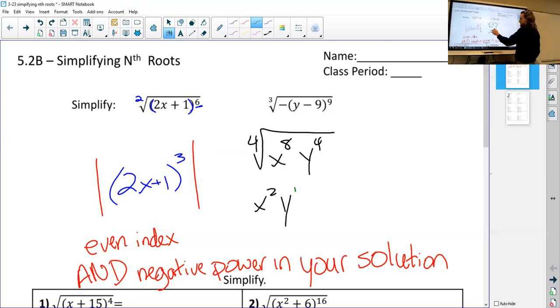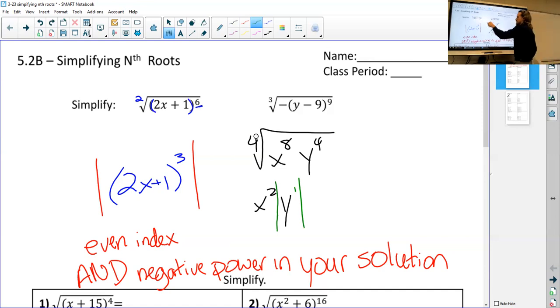So if we wanted to write this answer, we would have to put x squared, and then y with the absolute value sign, okay? So if you have multiple variables, any variables you have left over with a negative power, you need to make sure you put the absolute value sign, okay? And again, that's only if you started out with an even index.